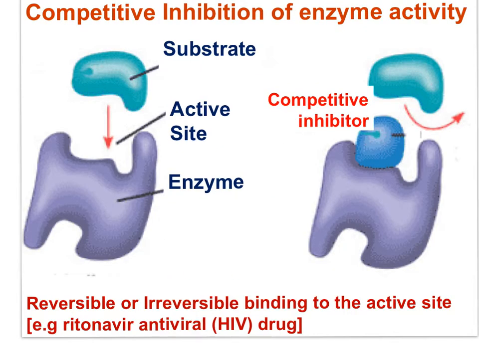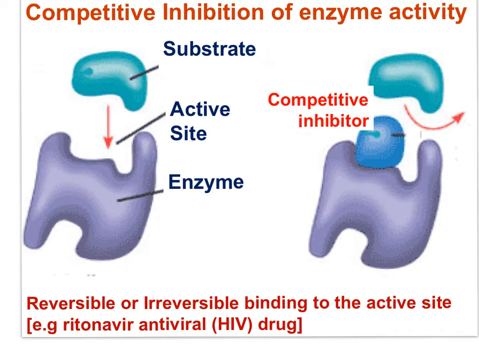Here is a diagram that explains competitive inhibition. On the left, we can see the active site available to the substrate. On the right, we can see that the active site is blocked by a molecule known as an inhibitor. The inhibitor prevents the substrate from entering the active site.